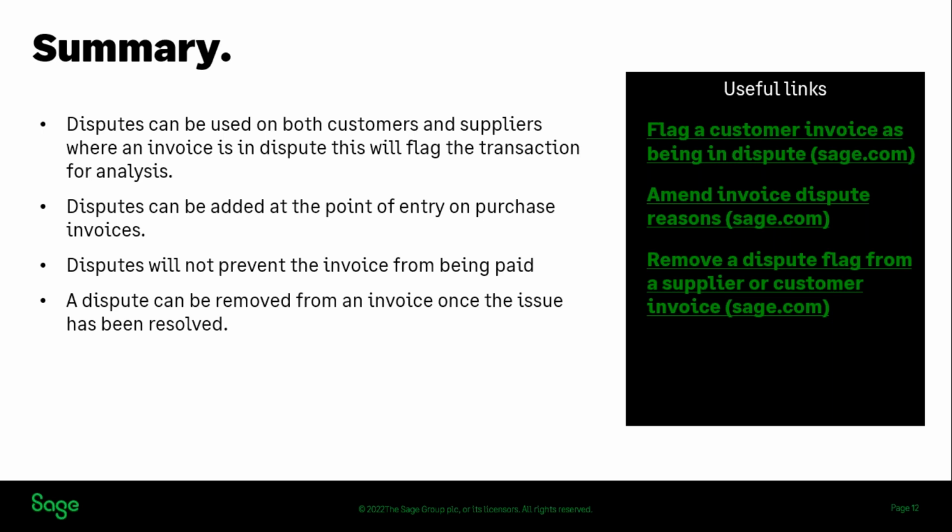When you're doing it on the purchase side, you can add it at the point of entry, which should hopefully save you time. It doesn't stop the invoice being paid. It will just give you that message to flag up that this particular item is in dispute. And you can remove the dispute just like you add the dispute. Highlight the transaction, click on disputes, and then click the red dispute flag to remove it. When you're adding a dispute, remember you must assign a reason.